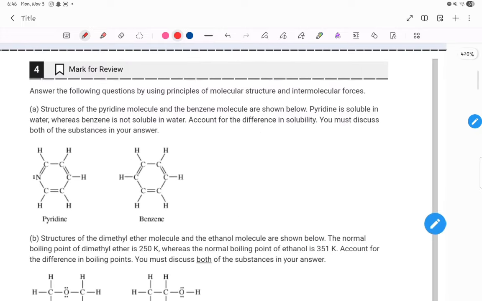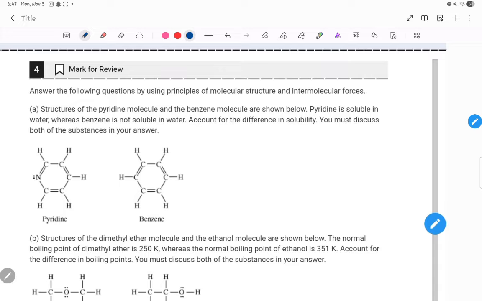Answer the following questions by using principles of molecular structure and intermolecular forces. Structures of the pyridine molecule and the benzene molecule are shown below. Pyridine is soluble in water, whereas benzene is not soluble in water. Account for the difference in solubility. They're saying why does pyridine dissolve in water, whereas benzene does not.